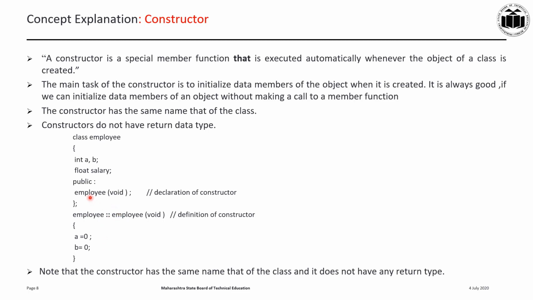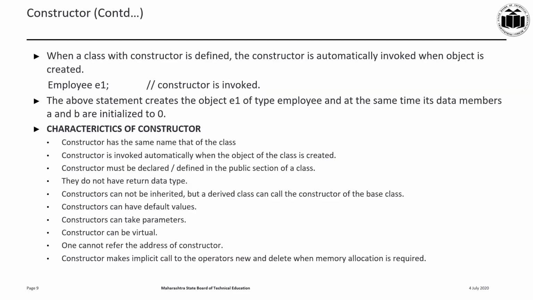This is the Employee class, and here is your constructor, with void. We have assigned variable a and variable b the value 0. The constructor name and class name should be the same, and it does not have any return type. Now we will see that when you define a constructor, it will be called automatically. For example, when you create the object, the constructor gets called automatically.